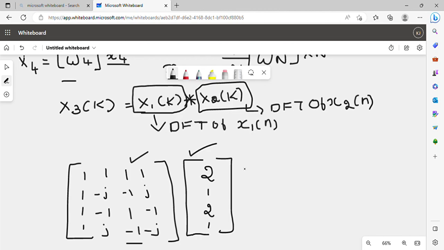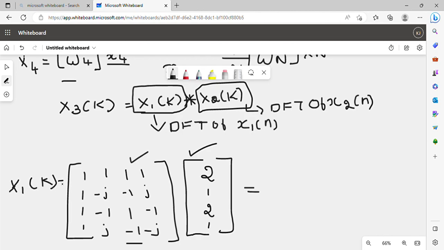That is x1 of n and x2 of n. If you apply DFT to x1 of n, you get x1 of k. If you apply DFT to x2 of n, you get x2 of k. And that x1 of k and x2 of k, you multiply and get x3 of k. That is your DFT of two sequences, right? So now if you multiply, this is what you get as x1 of k, students.